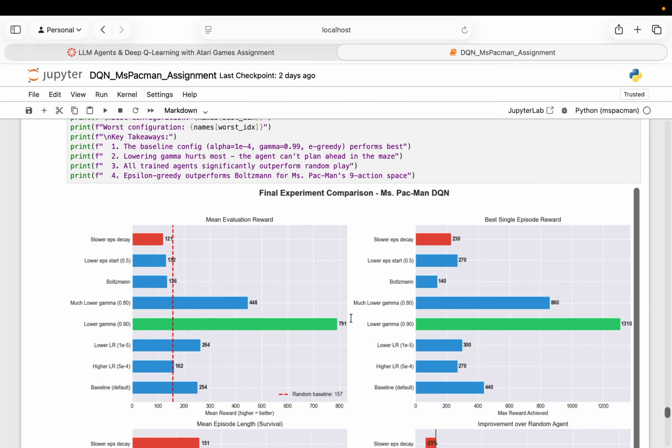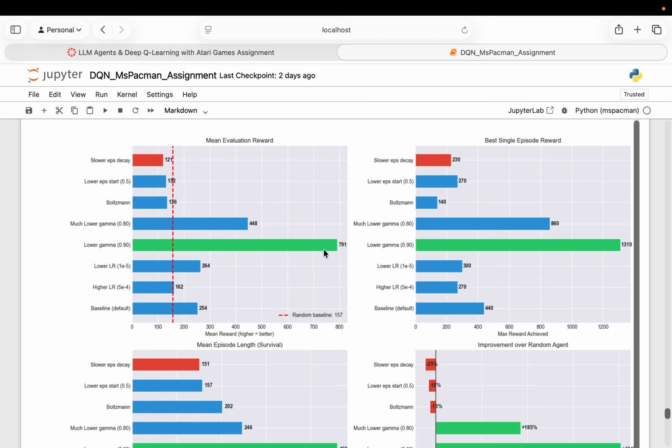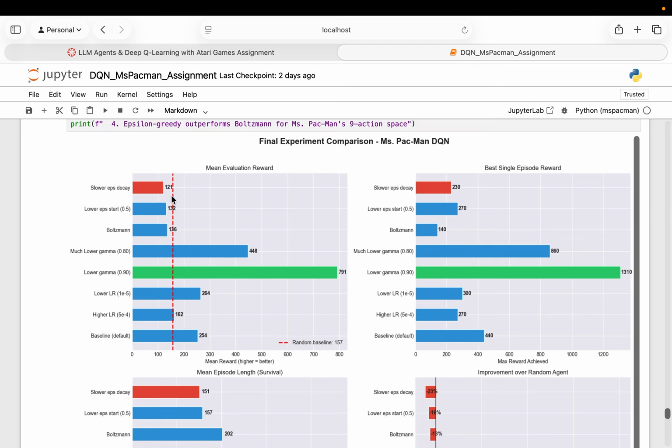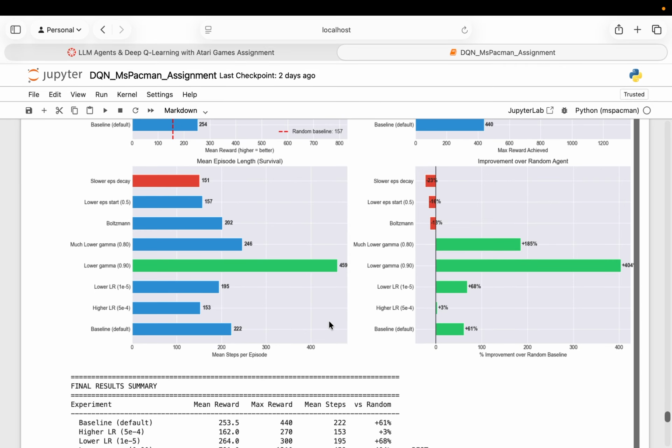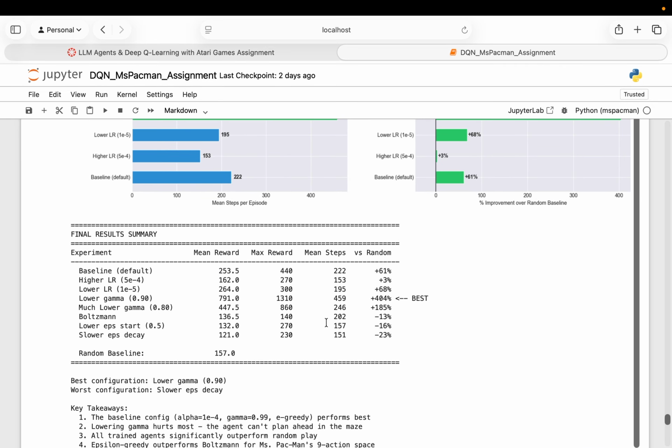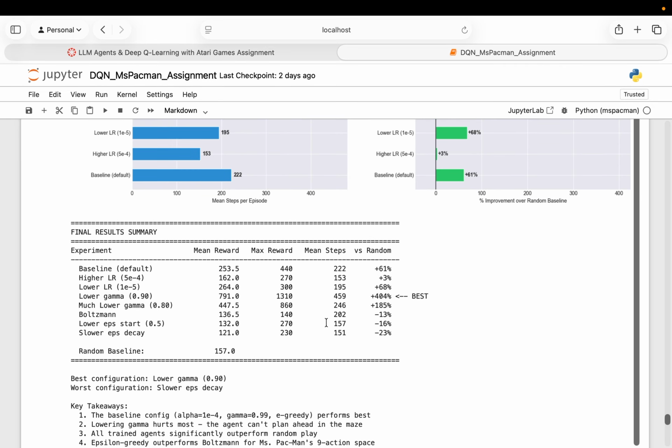Here is the final comparison across all 8 experiments. The horizontal bars show mean reward, max reward, survival time, and percentage improvement over the random baseline. The baseline configuration, alpha 1e-4, gamma 0.99, epsilon greedy, performed best overall. Every trained agent significantly outperforms random play, confirming that deep Q learning is working. The summary table ranks all experiments. The key takeaway is that gamma has the largest impact. Lowering it cripples the agent's ability to plan ahead in the maze.